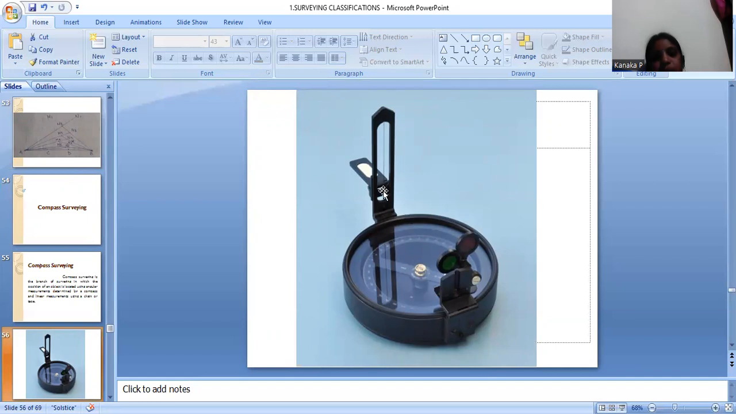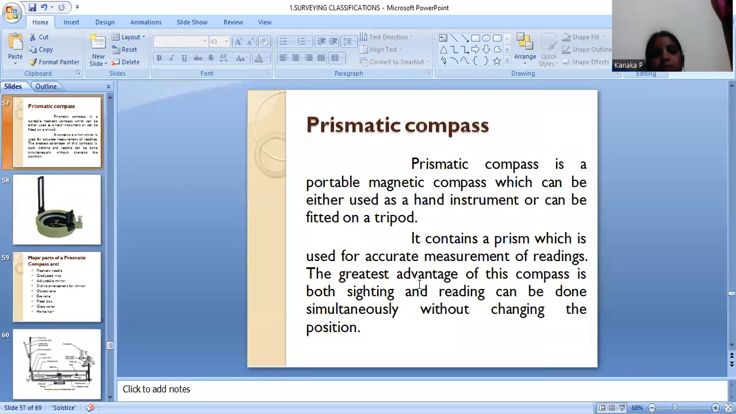Prism is fixed to the compass and the horsehair, and then eyepiece, object piece, prism cap are components of the prismatic compass. So prismatic compass is a portable magnetic compass which can be used as a hand instrument or can be fitted on a tripod. It contains a prism which is used for accurate measurements of the readings. The greatest advantage of this compass is both sighting and reading can be done without changing the positions.